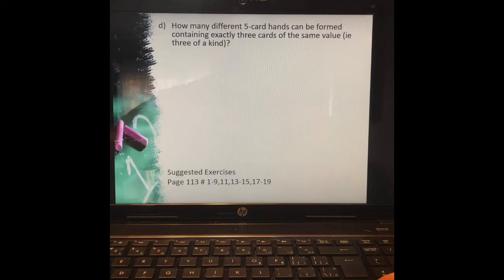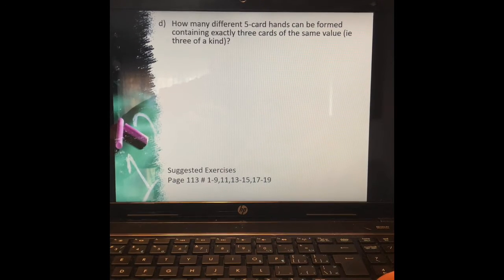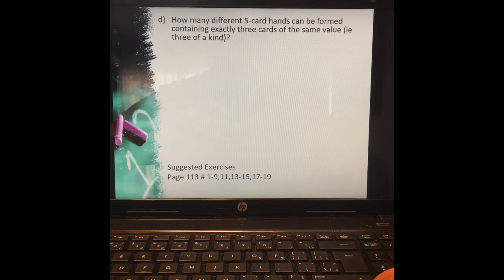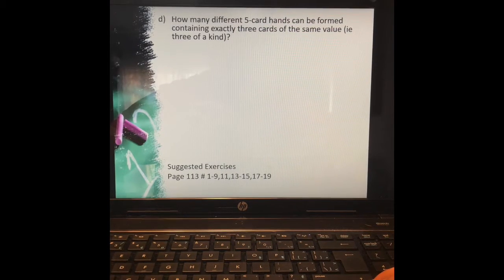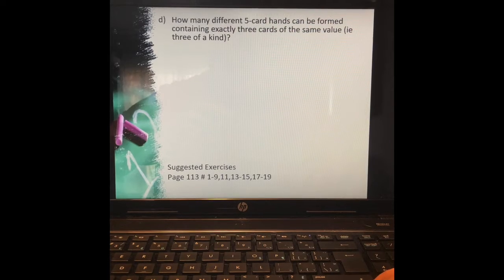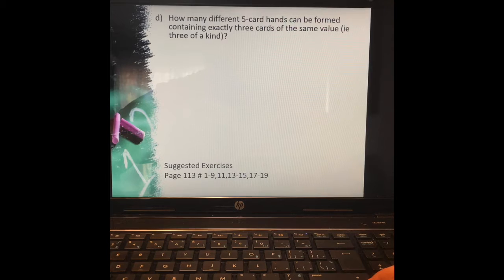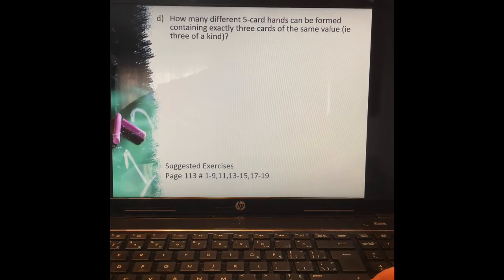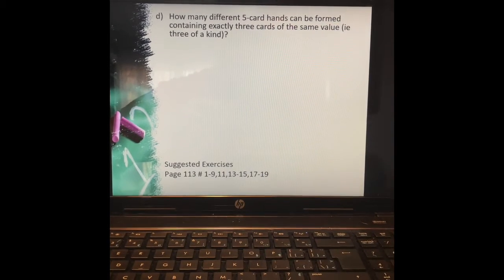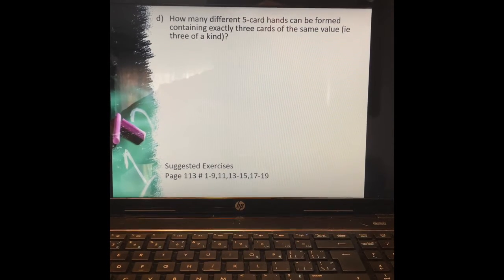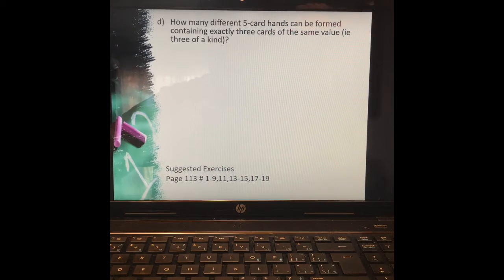All right, how many different 5-card hands can be formed containing exactly 3 cards of the same value? Example, a 3 of a kind. So this is getting into a bit of poker. So let's just do this single example. We're not going to get too complicated about it, but if you wanted to do this, you have 13 cards. You have the ace, the 2, the 3, the 4, all the way up to 10, Jack, Queen, and King. So you have all 13.